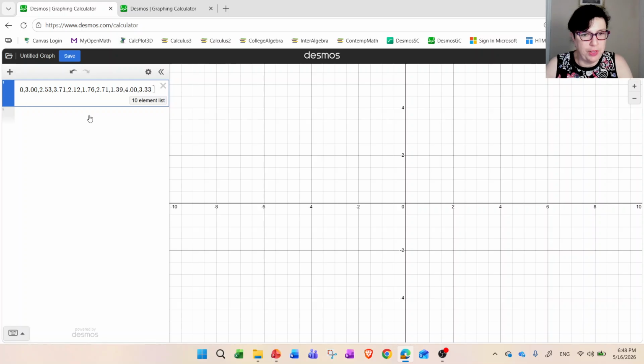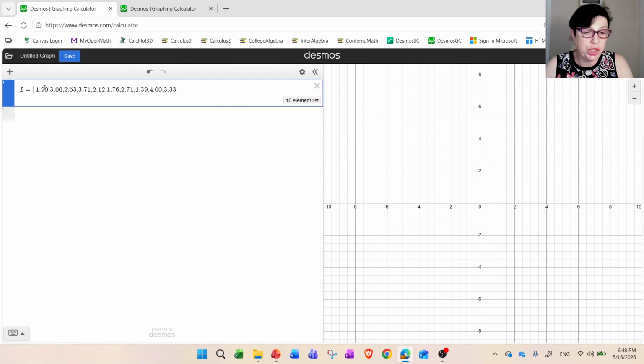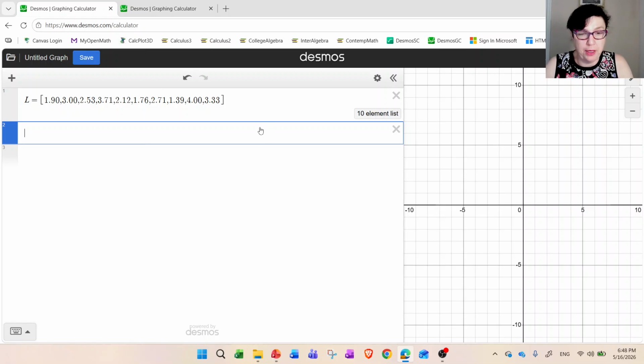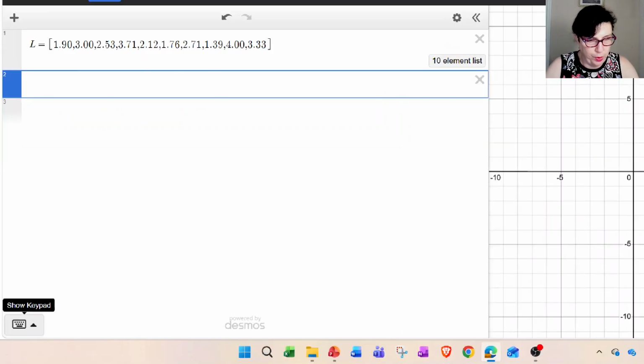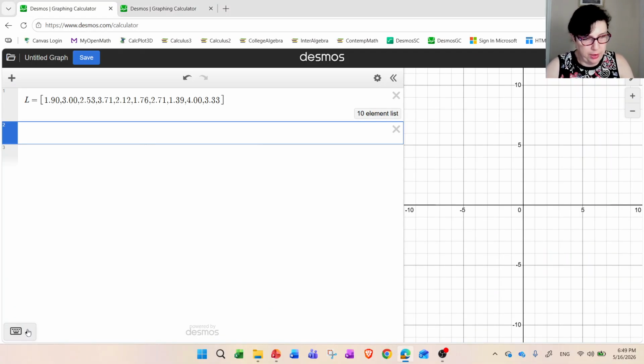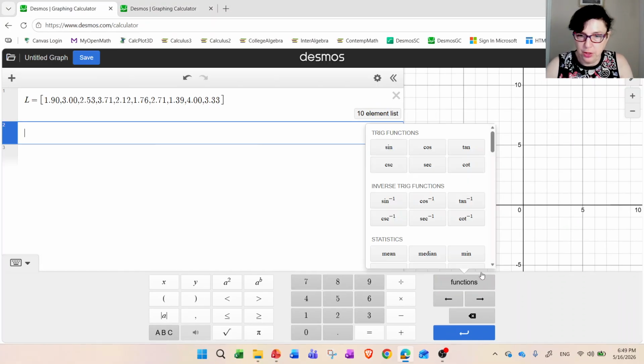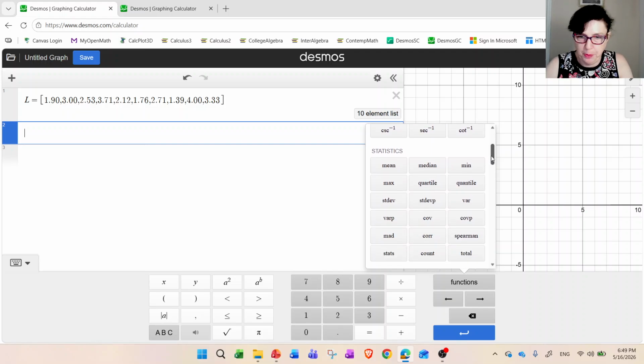Okay, so here I have the Desmos calculator, and I just copy-pasted. Let me just make this a little larger. I copy-pasted the data into Desmos, which by now you should know how to do. Okay? To compute quartiles is super easy. Now, if you forget, all you gotta do is go to the keypad. So look on the bottom. You go into the keypad right here. You're gonna go to functions, which are right here. And then you're gonna scroll just a little tiny bit so that the statistics functions are here. And look at this. The quartile is right there. That's what you need. Okay?